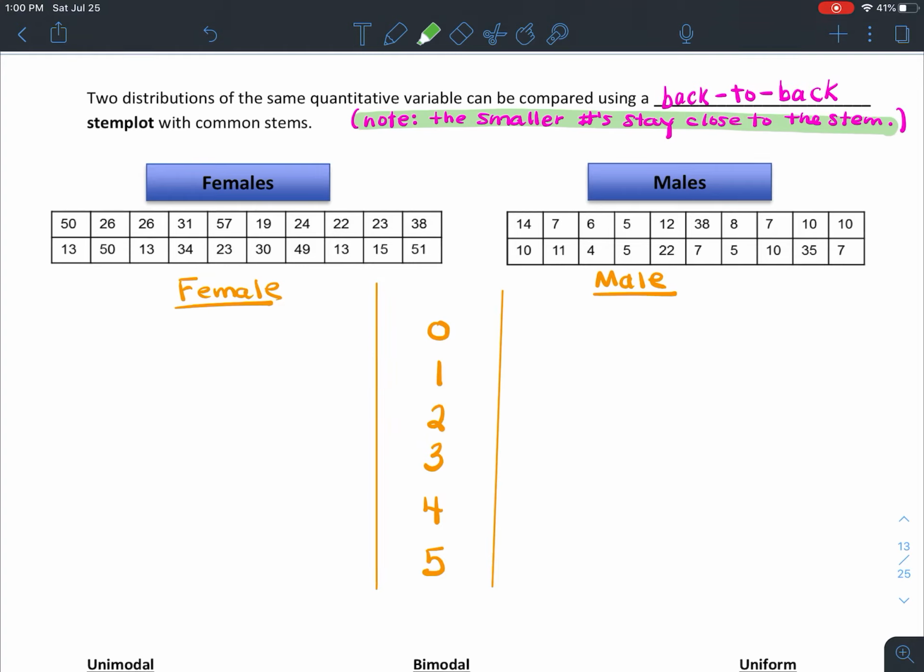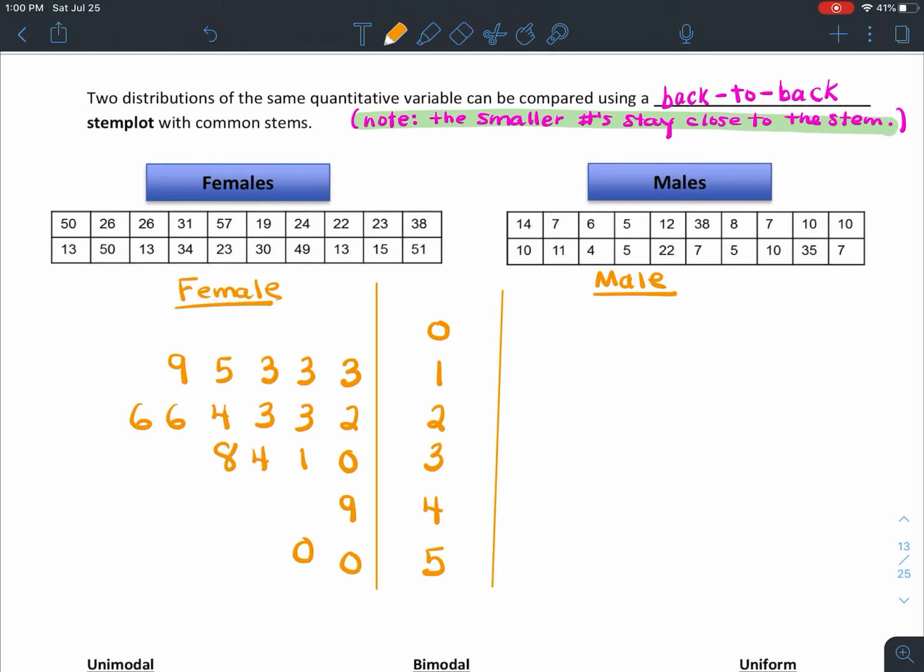Now the female data, I know we just made this on the other page, but now it's a little weird because I'm putting the female data over here on the left side. So the smallest answer was 13, so I'm putting the 3 closest to the stem. Remember, there were 3 people who answered this. So the part that feels weird about this is you're working from right to left, and it's getting bigger as you go right to left. Okay, so this would be how I would fill these in.